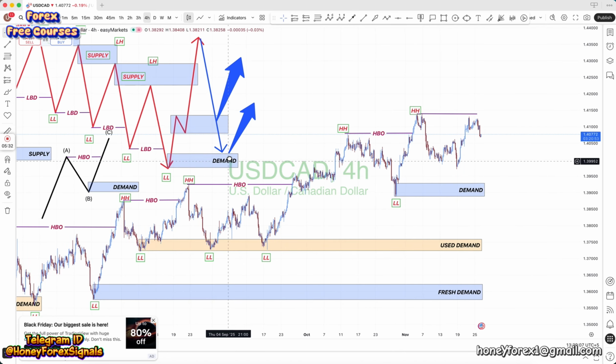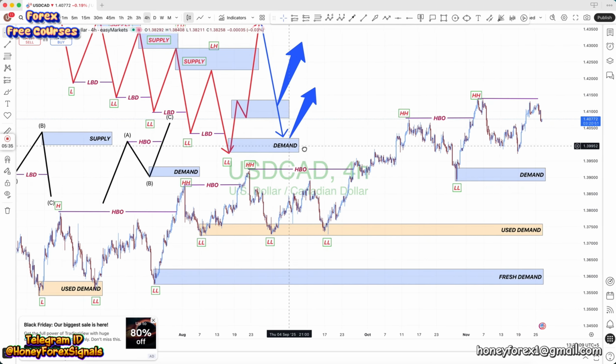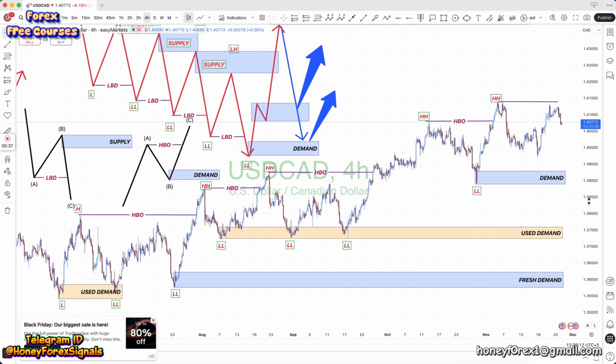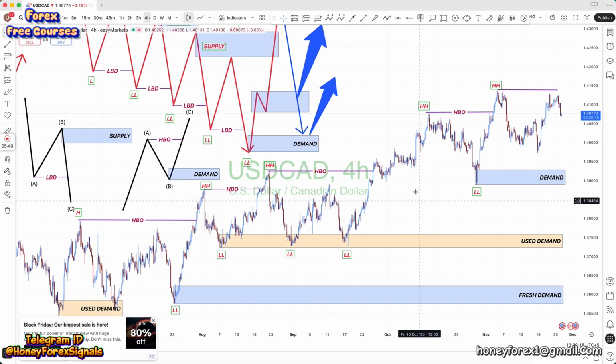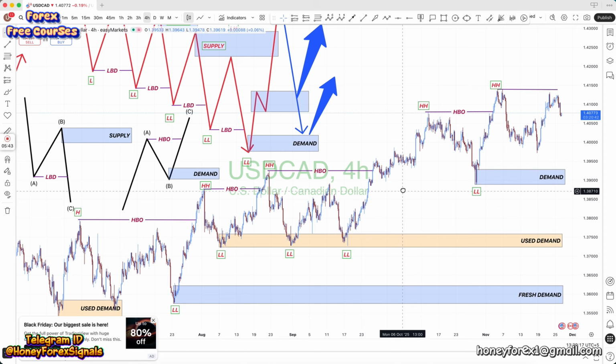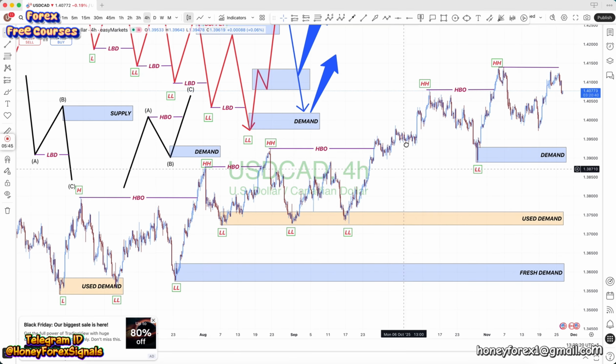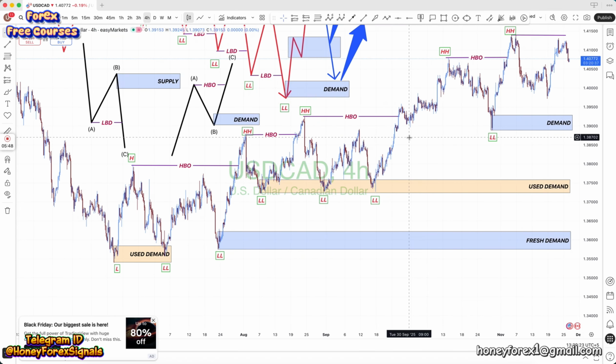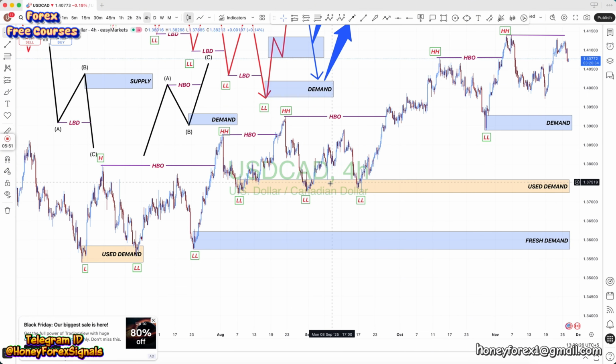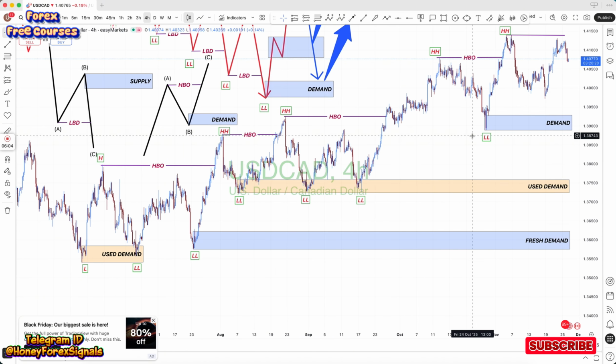See the live chart. See here, this is our high, higher high, higher high, higher high. This is our low, lower low, lower low, lower low. This structure is simply resistance, support, resistance, support.